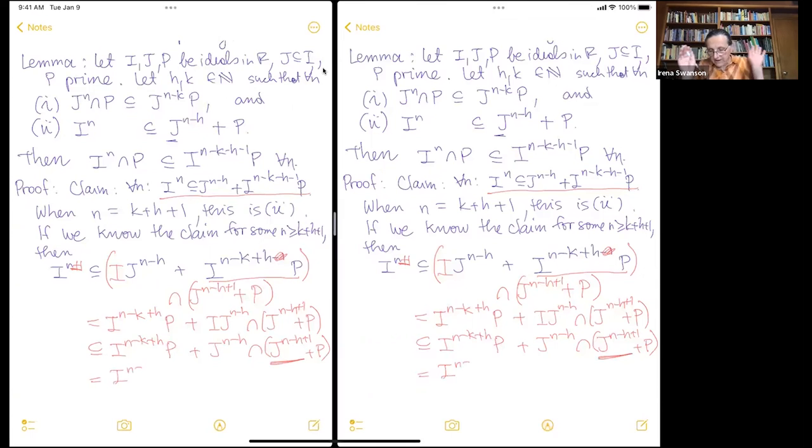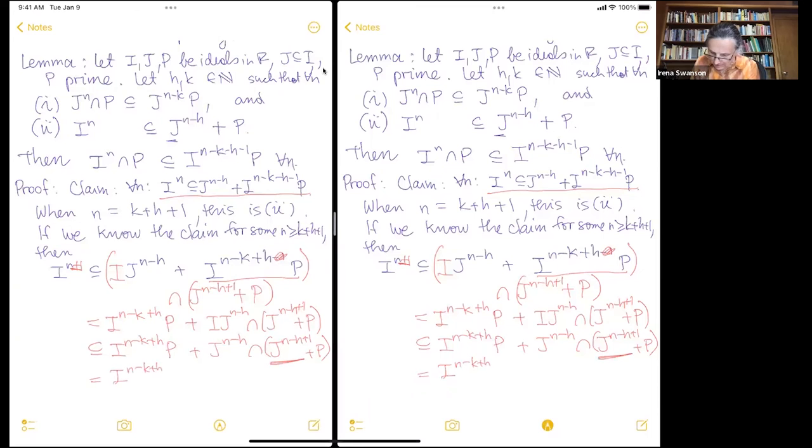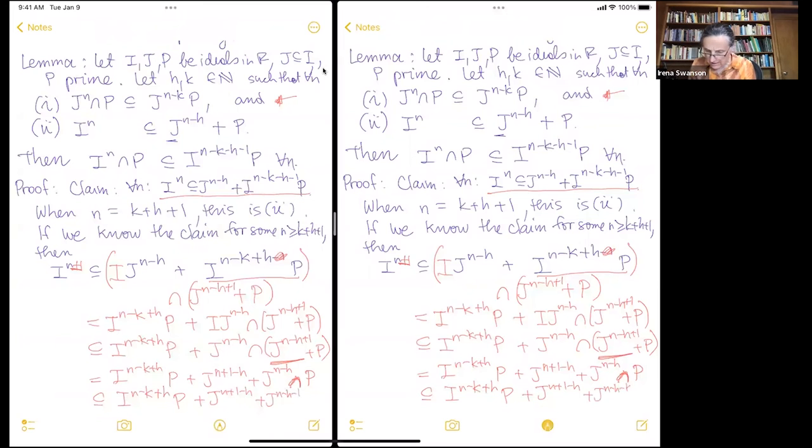Oh, right, I'm still just proving the claim. Okay, I^{n-k+h}p plus J^{n+1-h}, plus the intersection of the rest, intersected with p. And this here, by our assumption one, is now contained in I^{n-k+h}p plus J^{n+1-h} plus J^{n-h-k}p.